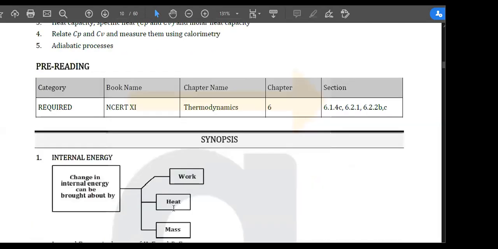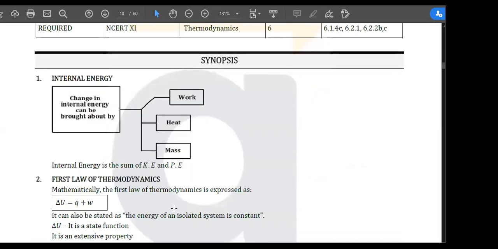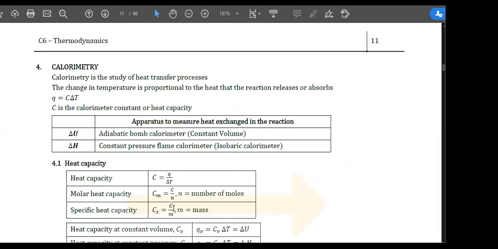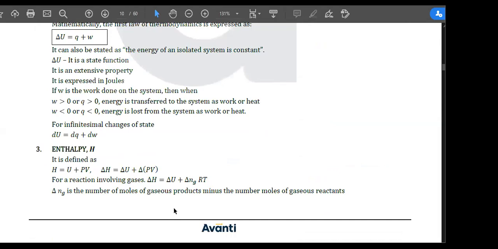So see, when we talk about 6.2, we have already covered these topics. What is internal energy? What is the first law of thermodynamics? Now, this is one simple topic which I skipped. What is enthalpy? Enthalpy is the same as energy, or you can say it is every energy associated with internal energy and change in work done as well as change in pressure. Okay, everyone?